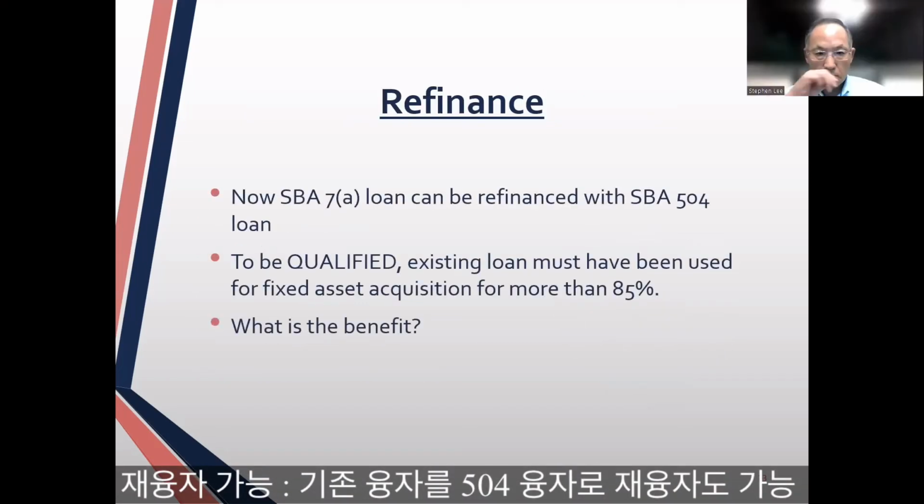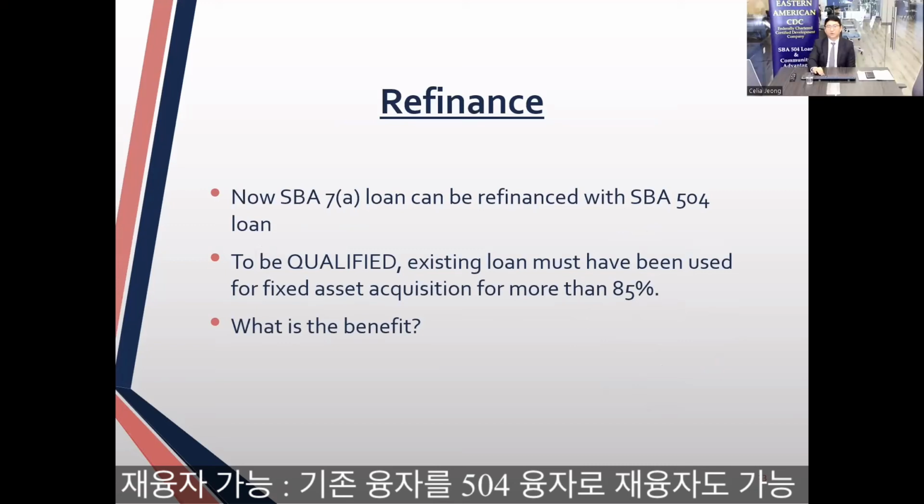Refinance. An SBA 7(a) loan can be refinanced with an SBA 504 loan to be qualified. The existing loan must have been used for fixed asset acquisition for more than 85%. If there's an SBA 7(a) loan with $1 million left, then $850,000 has to have been used for long-term fixed asset acquisition, then it qualifies.